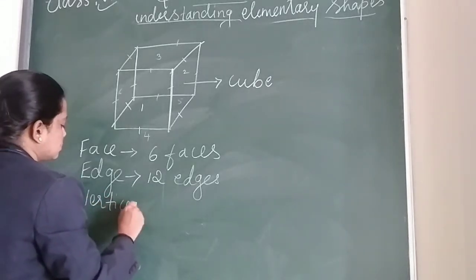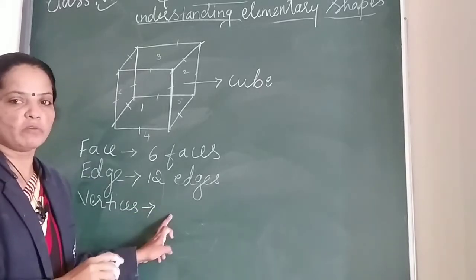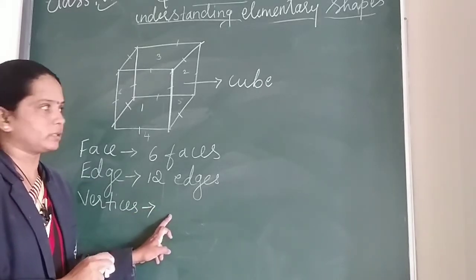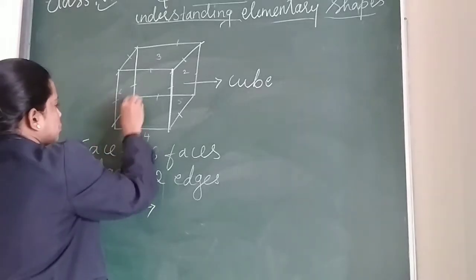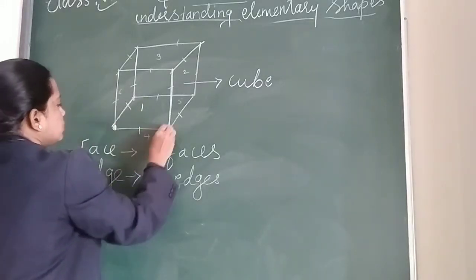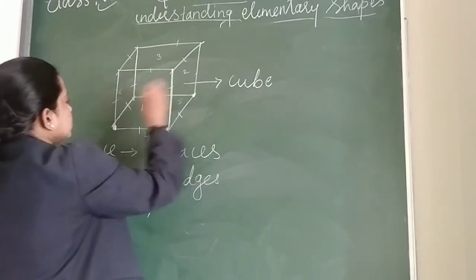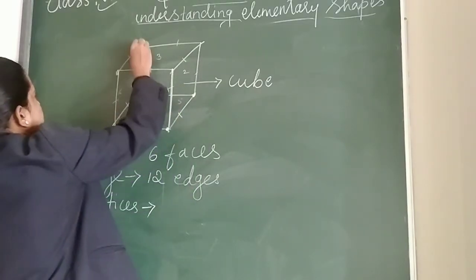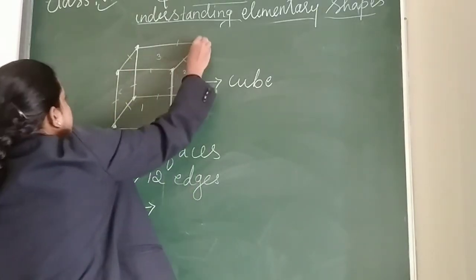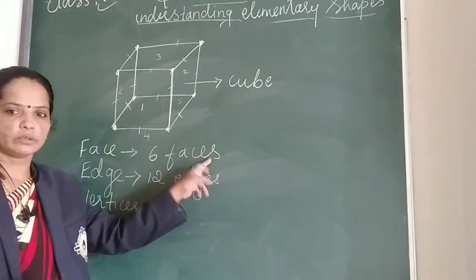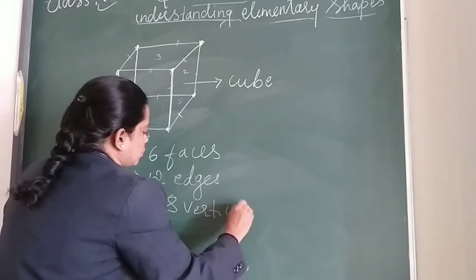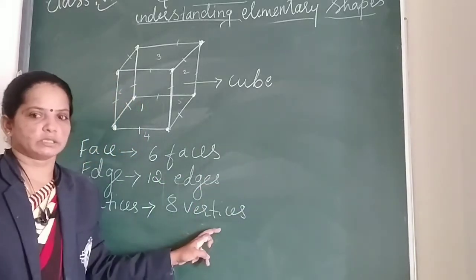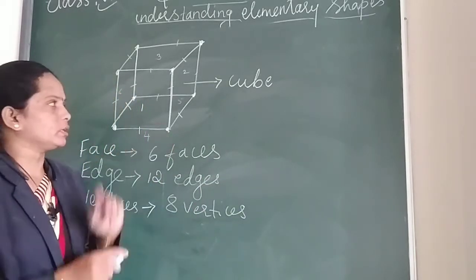And then vertices. Vertices is the plural form of vertex. How many vertices are there? A vertex is where 3 edges meet. So 1, 2, 3, and this is 1, 2, 3, 4, 5, 6, 7, 8. So you will get 8 vertices in this solid figure, the cube.